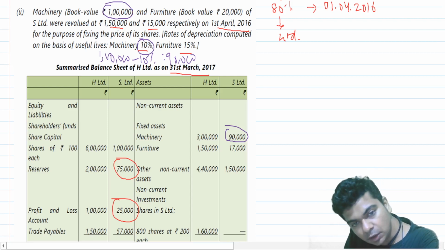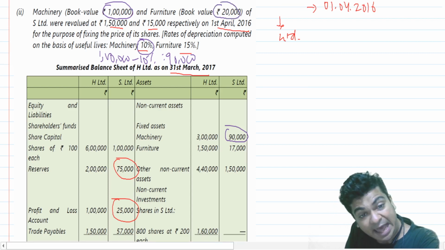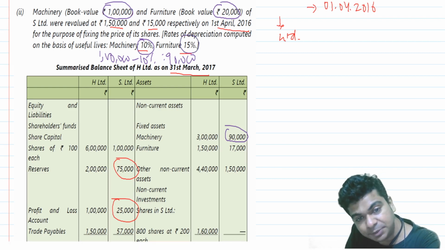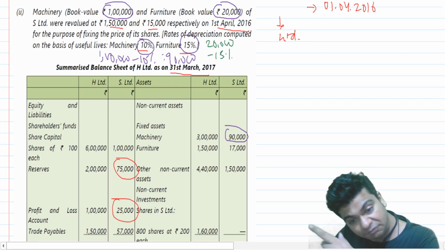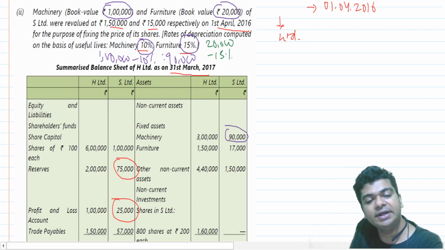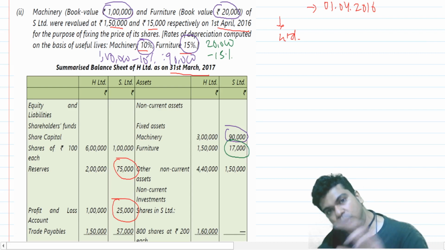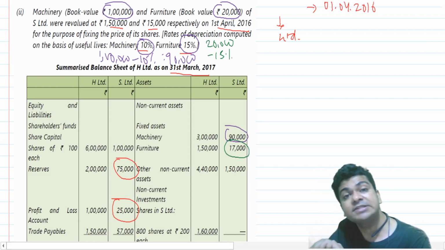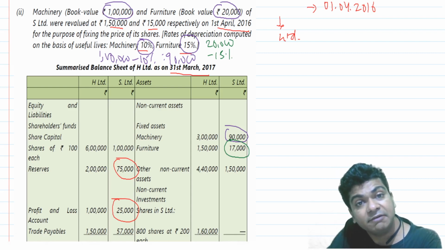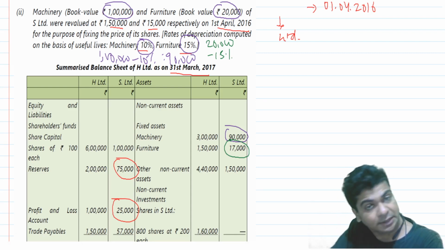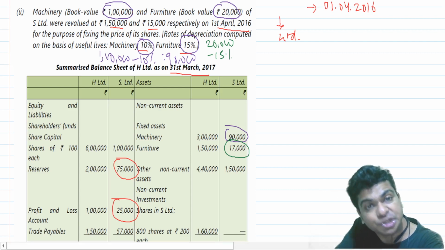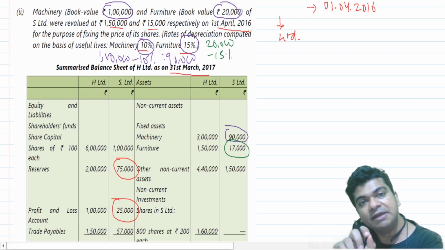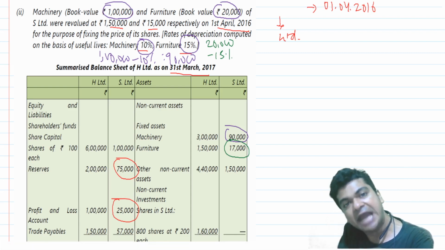Similarly, for furniture, the book value is 20,000, and the rate of depreciation is 15%. So if you take 20,000 and deduct 15% from it, that will be depreciation of 3,000, and I will get furniture as 17,000. So the figures given in brackets are book value on 1st April 2016. If you had already given the effect of revaluation, then you would not have charged the depreciation on book values. You would have charged depreciation on the revalued amounts. But you have not charged depreciation on revalued amounts, which clearly means that the effect of revaluation is pending. So when we carry out the consolidation, at that time, we shall provide the effect of the revaluation.